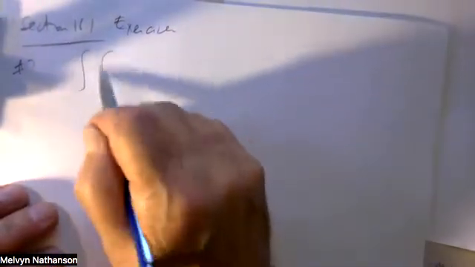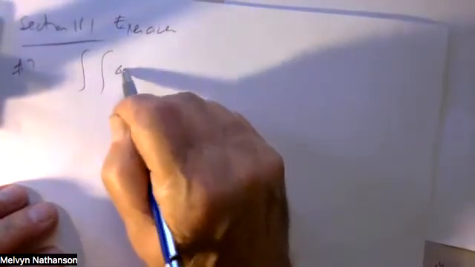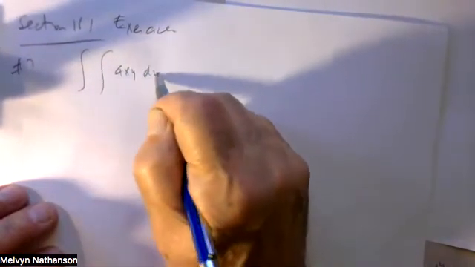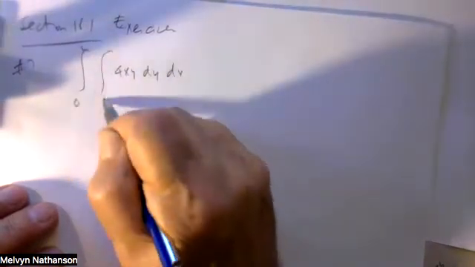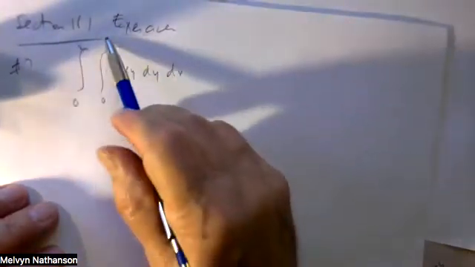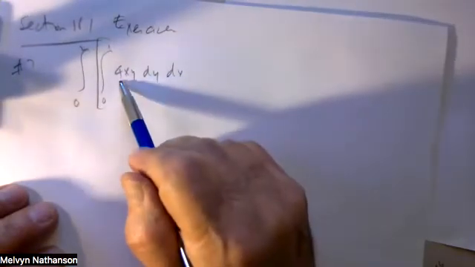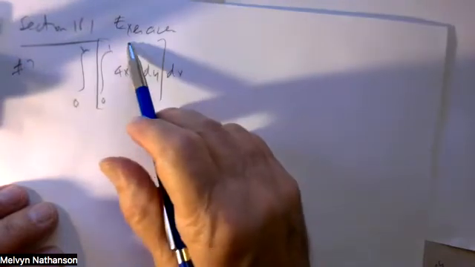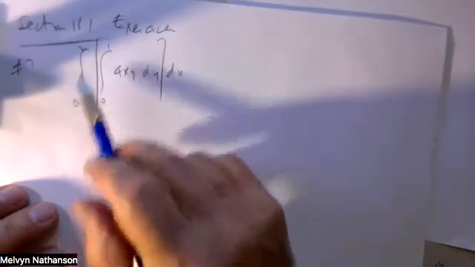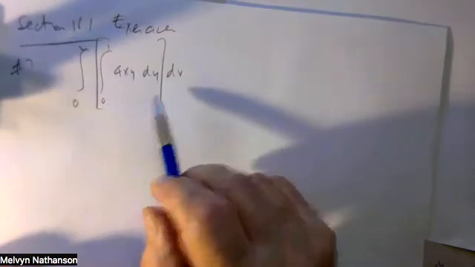So problem number 7 is you're given an iterated integral. It's a double integral, 4xy dy dx, with y from 0 to 1 and x from 0 to 2. So this means you have the function 4xy, you're integrating with respect to y from 0 to 1, and then integrating that from 0 to 2 with respect to x.